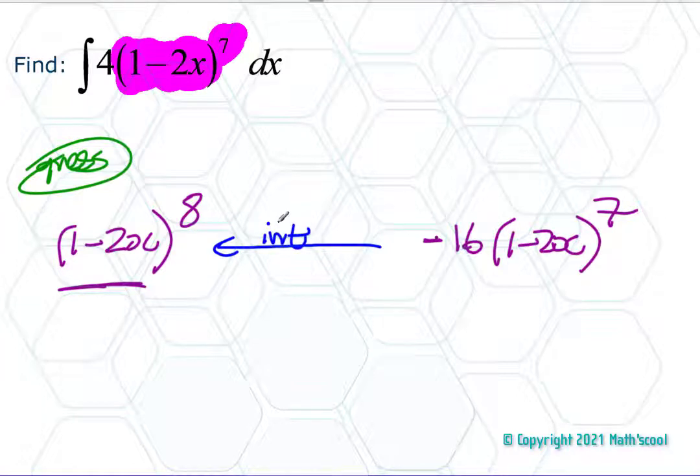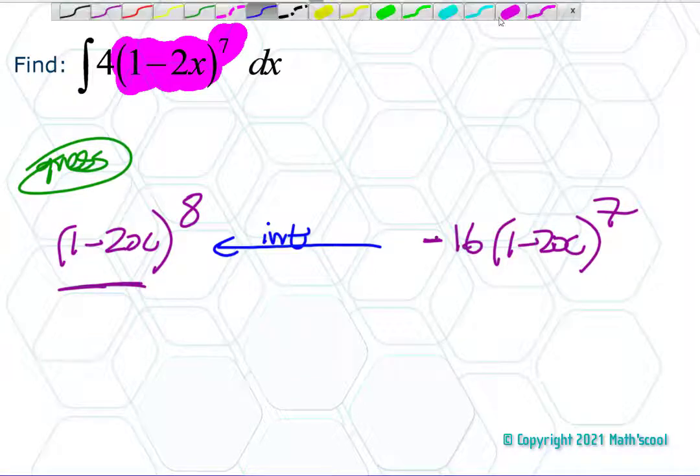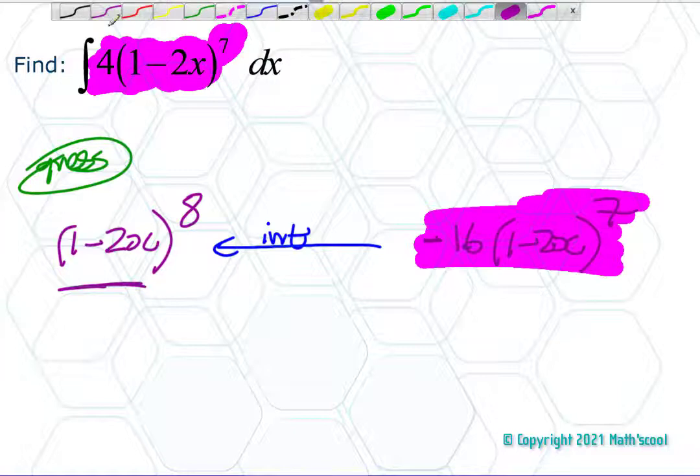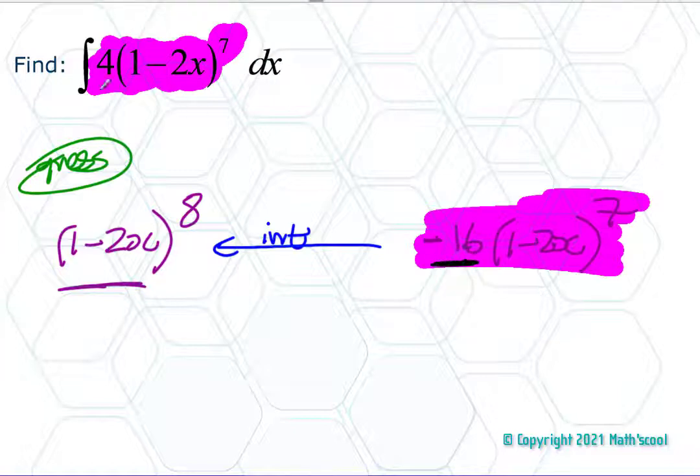Okay, so I found an integral. I figured out how to integrate this, but that doesn't match exactly what I was supposed to be integrating. But it's quite easy to fix because I want to change that minus 16, I want to change it to a 4. So I'm going to divide it by 4.